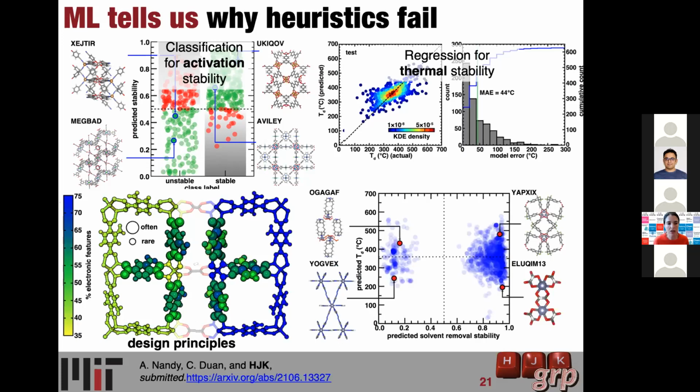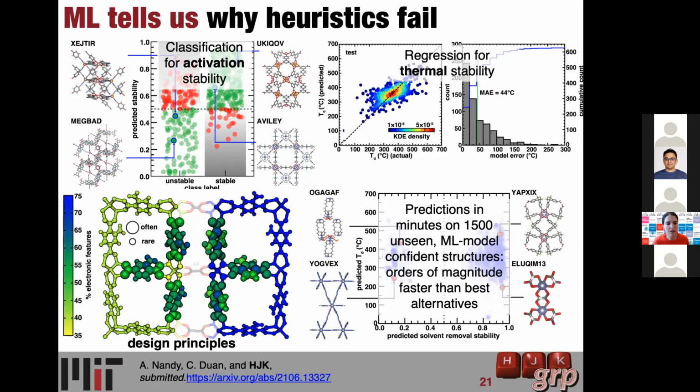And so then we can ask ourselves, well, what new materials did we not know the ground truth for yet that we can make predictions on their stability, and where can we find new stable materials? And what we can do with this is things like screen 1,500 unseen materials, which the ML models are confident on, in about a few minutes to an hour, which is dramatically faster than you could imagine carrying out these experiments or doing the calculations.